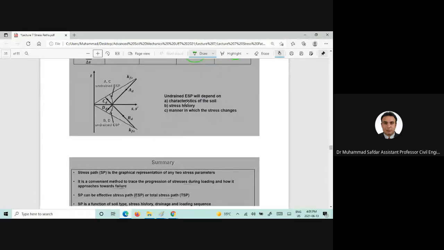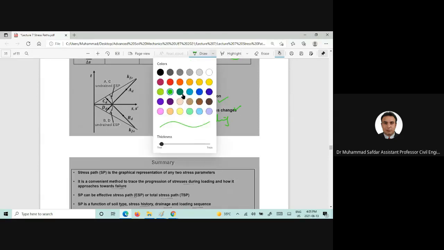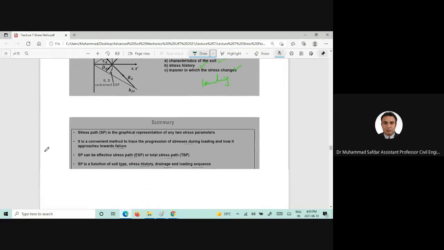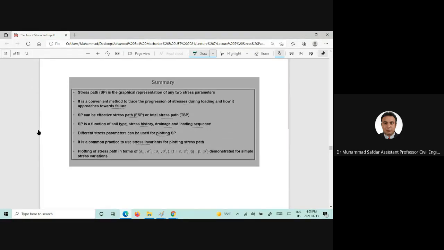Now, the undrained effective stress path will depend upon the characteristics of the soil, stress history, and the manner in which the stress changes or the loading, which we discussed in our previous slides. Now, in summary, stress path is the graphical representation, or if someone can help me with reading out the summary, that would be great.